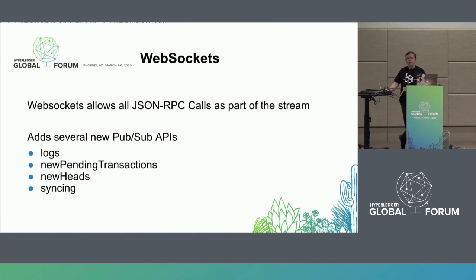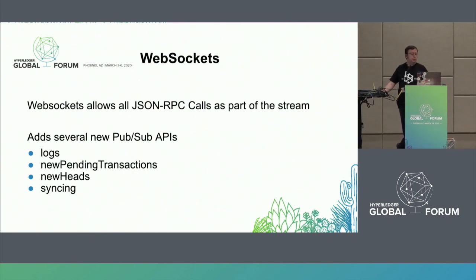But it also exposes four more calls that are very useful when you have a persistent connection. You can ask it, tell me when certain kinds of logs come in, tell me about new pending transactions, which I'll come back to a little bit later, logs and syncing. But mostly logs: you can say, I'm going to listen for logs for this contract, for this particular event, and it'll just push it into your system as long as you're listening to it via the API.